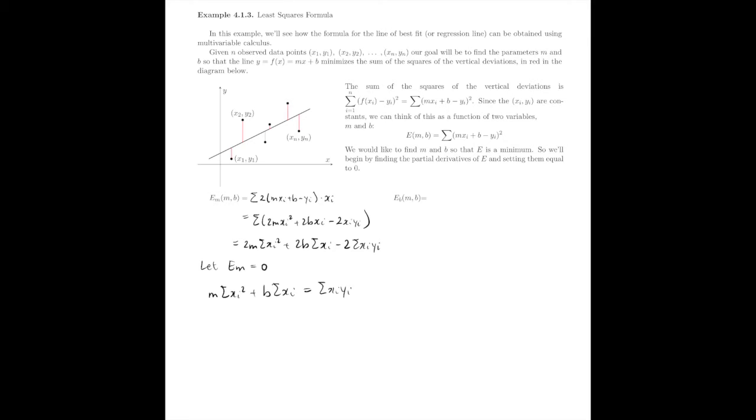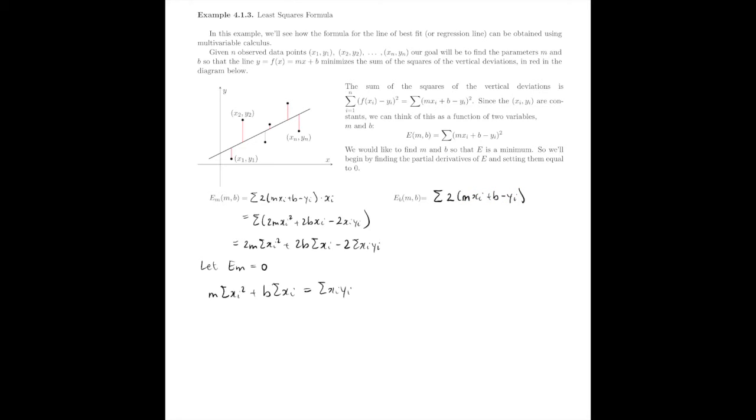So E sub b: here we're taking the derivative of this expression with respect to b, so I can interchange the sum and the derivative. We need the chain rule again. So 2(mx_i + b - y_i), and then the derivative of the inside with respect to b, well, we're only going to get 1. These things go away, and the coefficient of b is 1, and so we're done.